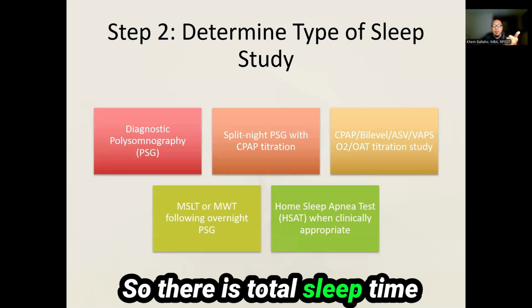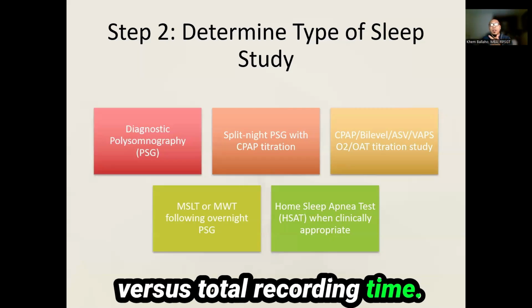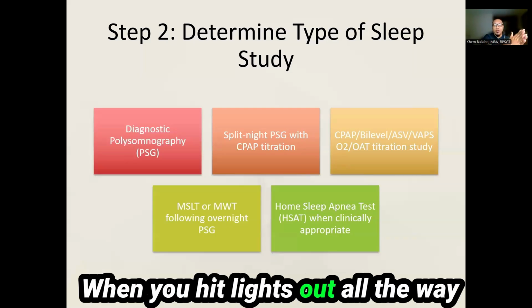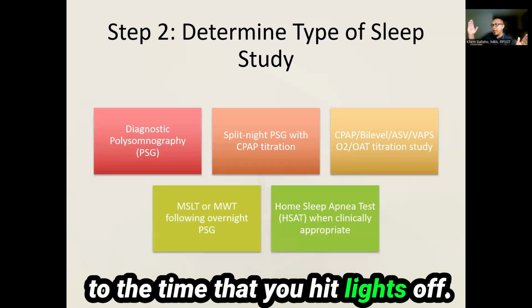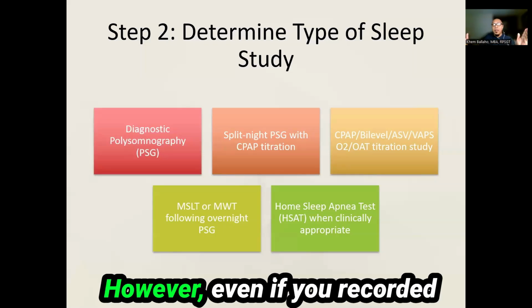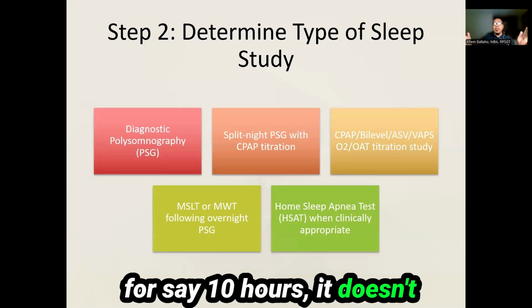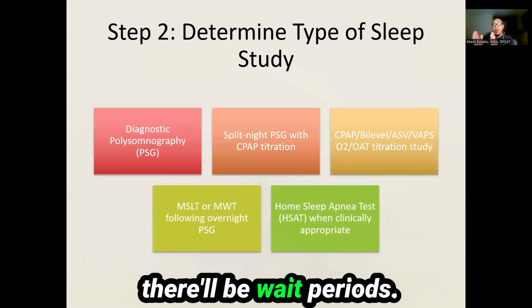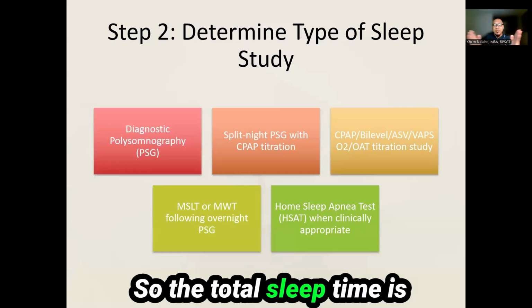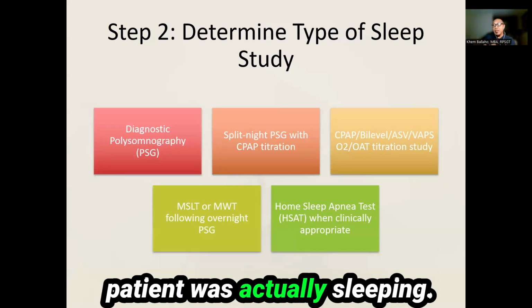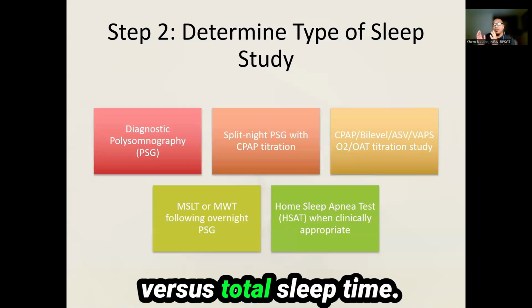So there is total sleep time versus total recording time. Total recording time is just the time from when you start the sleep study, when you hit lights out, all the way to the time that you hit lights on. That entire recording is total recording time. However, even if you recorded for, say, 10 hours, it doesn't mean that the patient was asleep for 10 hours, right? There'll be arousals, there'll be wake periods. So the total sleep time is less because total sleep time is just extracting the exact amount of time that the patient was actually sleeping. So total recording time versus total sleep time.